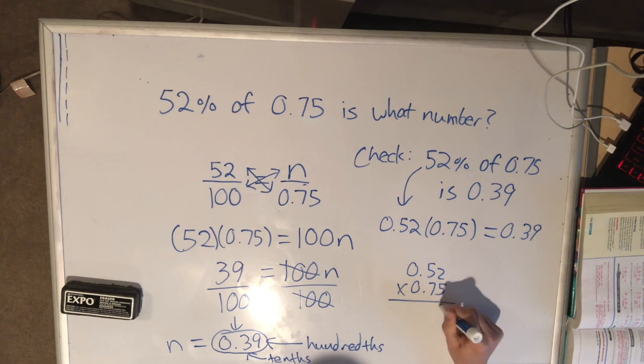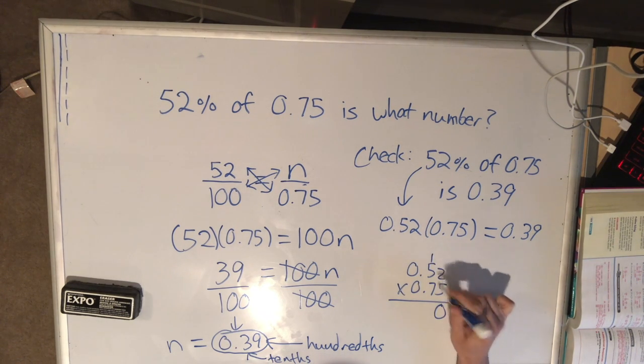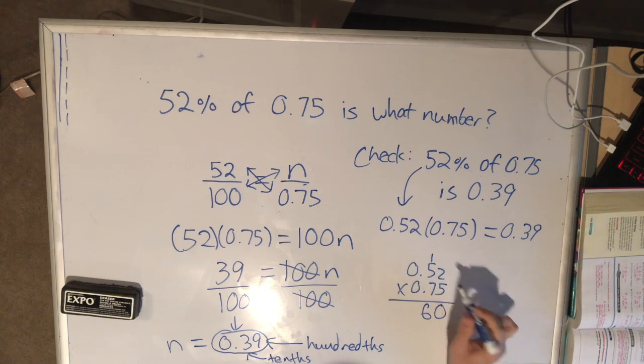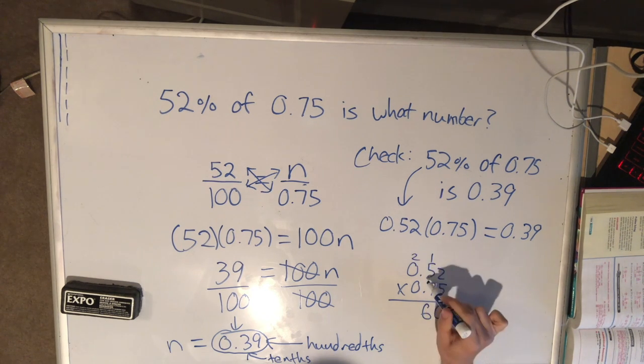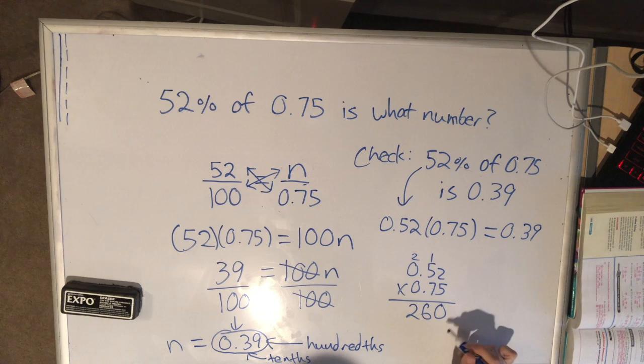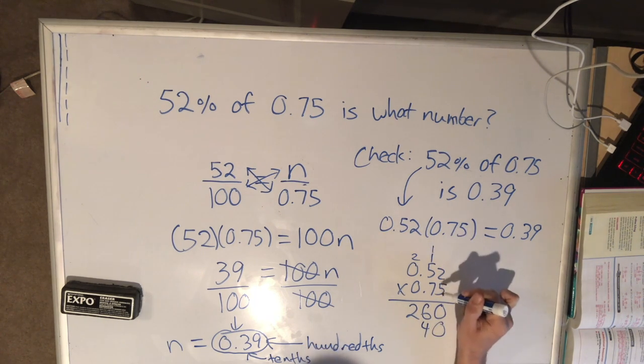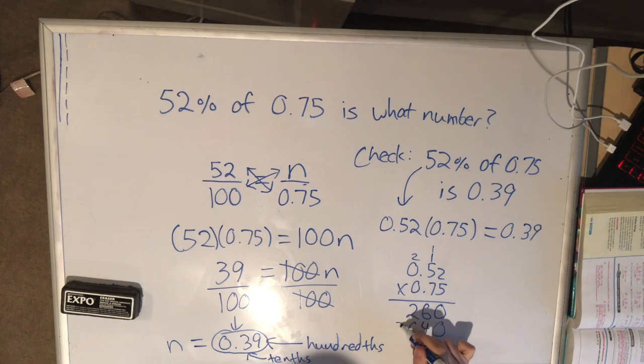5 times 2 is 10, carry the 1. 5 times 5 is 25, plus 1 is 26. 5 times 0 is 0, plus 2 is 2. Start the second row with a 0. 7 times 2 is 14, carry the 1. 7 times 5 is 35, plus 1 is 36. Then add it up. 10, 1, 9, 3.